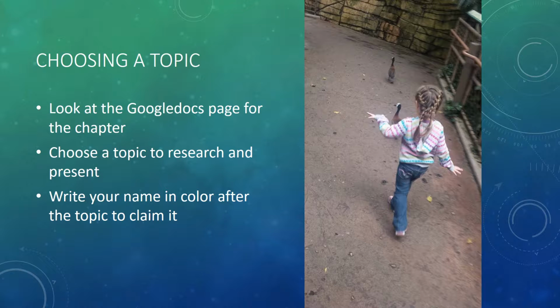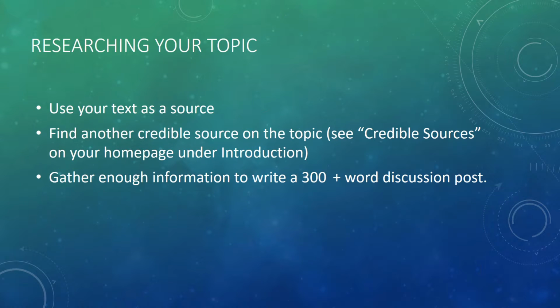So you look at the Google Docs page. There should be 18 to 20 topics for each chapter. Pick a topic from that you want to learn more about, that you want to research and write about. And then once you've chosen it, put your name and color after it. Just type your name in there in some color that I can read. And this claims the topic for you. Nobody else in the class is going to write on that topic. That is yours then.